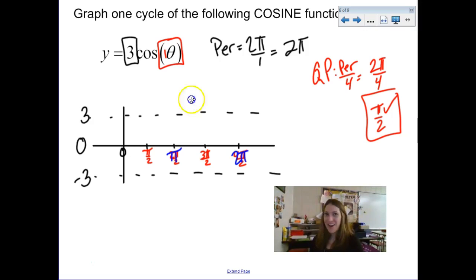Come on now. All right, we're graphing cosine, so don't forget shape. Cosine starts at the top. So instead of at the origin, it's going to start up here. And then you just plot one quarter point after another, going in order.